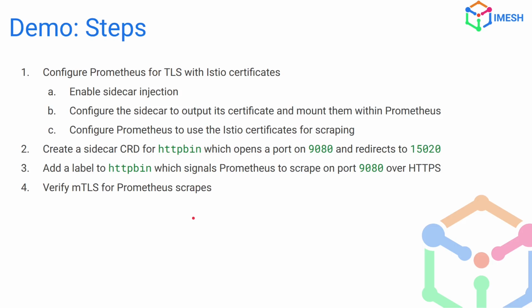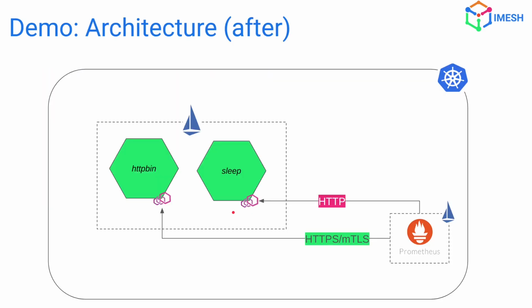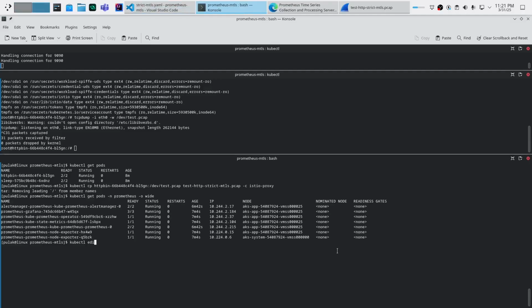And then what we'll do, again, as I said before, we'll open that port 9080 and redirect to 15020, and then we'll add a label or annotation to scrape on that port and we'll verify the mTLS is working. So this will look something like this. We'll have Istio injection enabled on Prometheus. The Slip pod will still be scraped over HTTP, but our HTTP pods should work over HTTPS. And of course, I'll show how to do this in a generic way as well. It's a very simple thing if you're used to Prometheus.